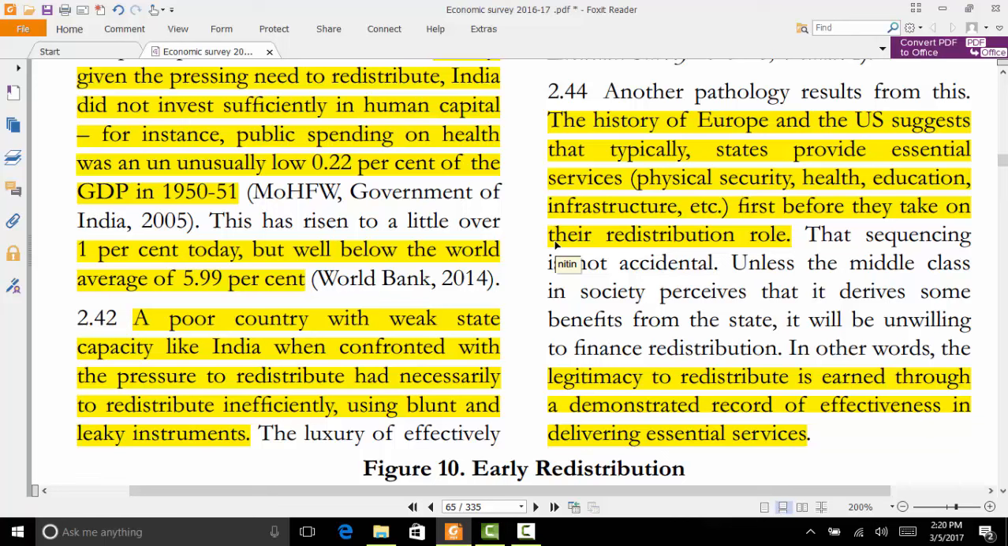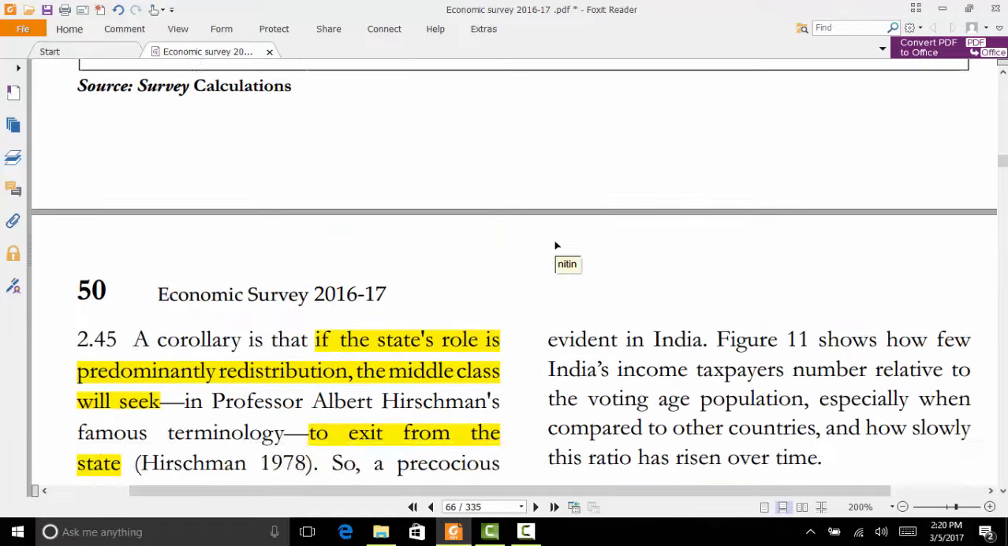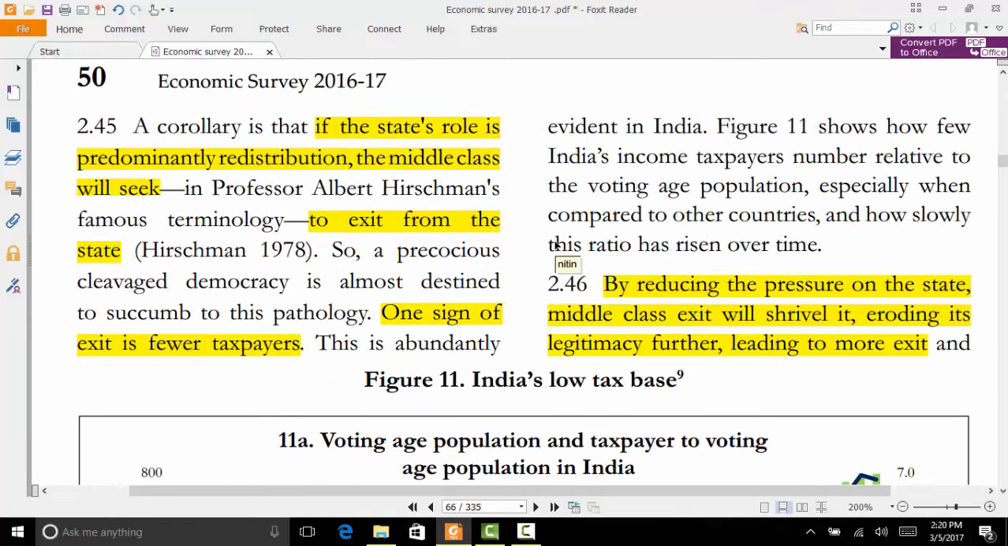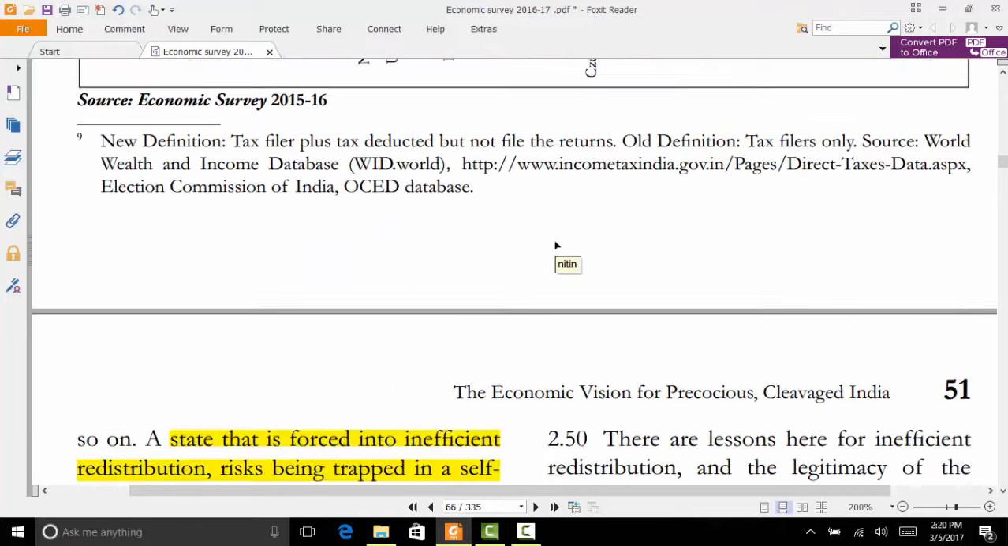When their voices are heard, they can enforce accountability, they can ensure accountability. How so? When they pay taxes. Right? So even paying taxes can be seen in this way. You can find this discussion in the next few pages.